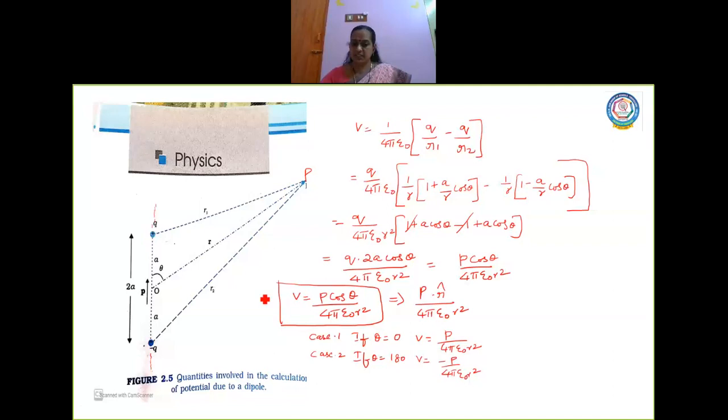Now case 3 is, if I am going to consider theta to be 90 degree, then what will be the potential?